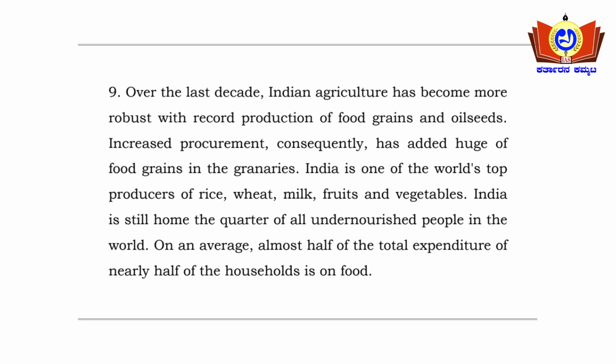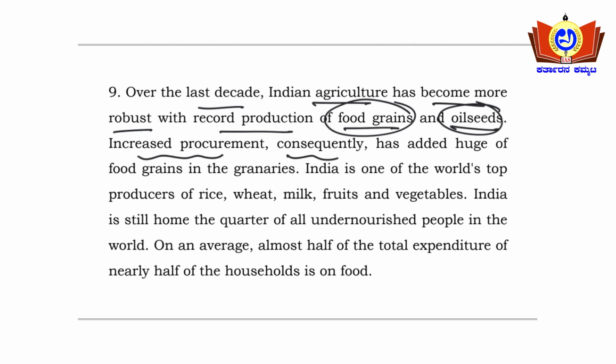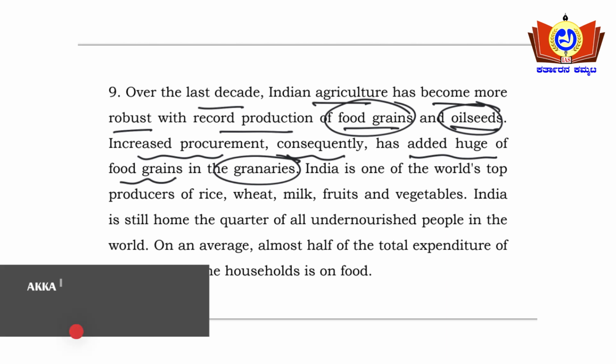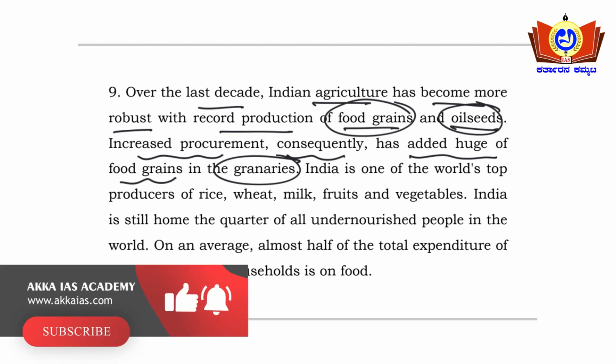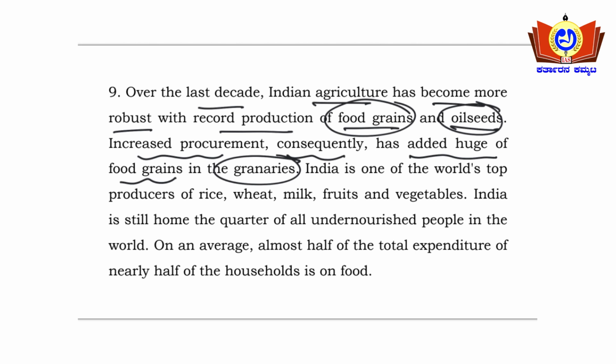Over the last decade, Indian agriculture has become more robust with record production of food grains and oilseeds. Increased procurement consequently has added huge food grains in the granaries. Simultaneously, the import has also increased. So procurement and production have both increased, and there has been a huge pile up of food grains in the granaries.